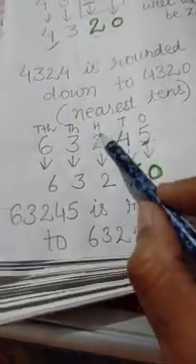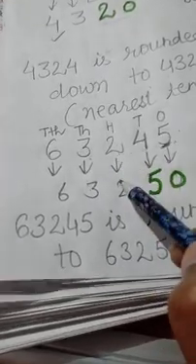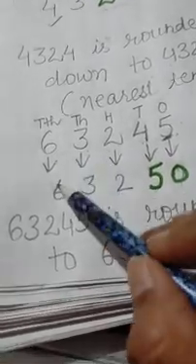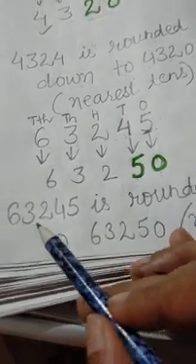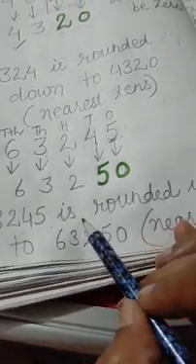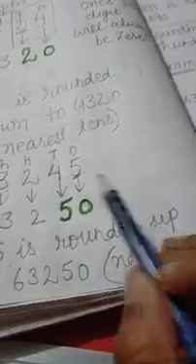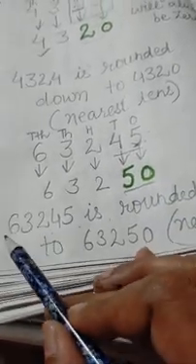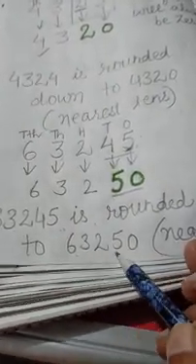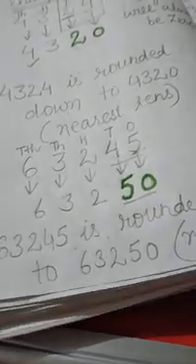Now you can see the other digits will remain the same. 2 will remain 2, 3 will remain 3, 6 will remain 6 only. 63,245 is rounded up because from 45 it has become 50. So we will say 63,245 is rounded up to 63,250. Yes friends, see one more example.